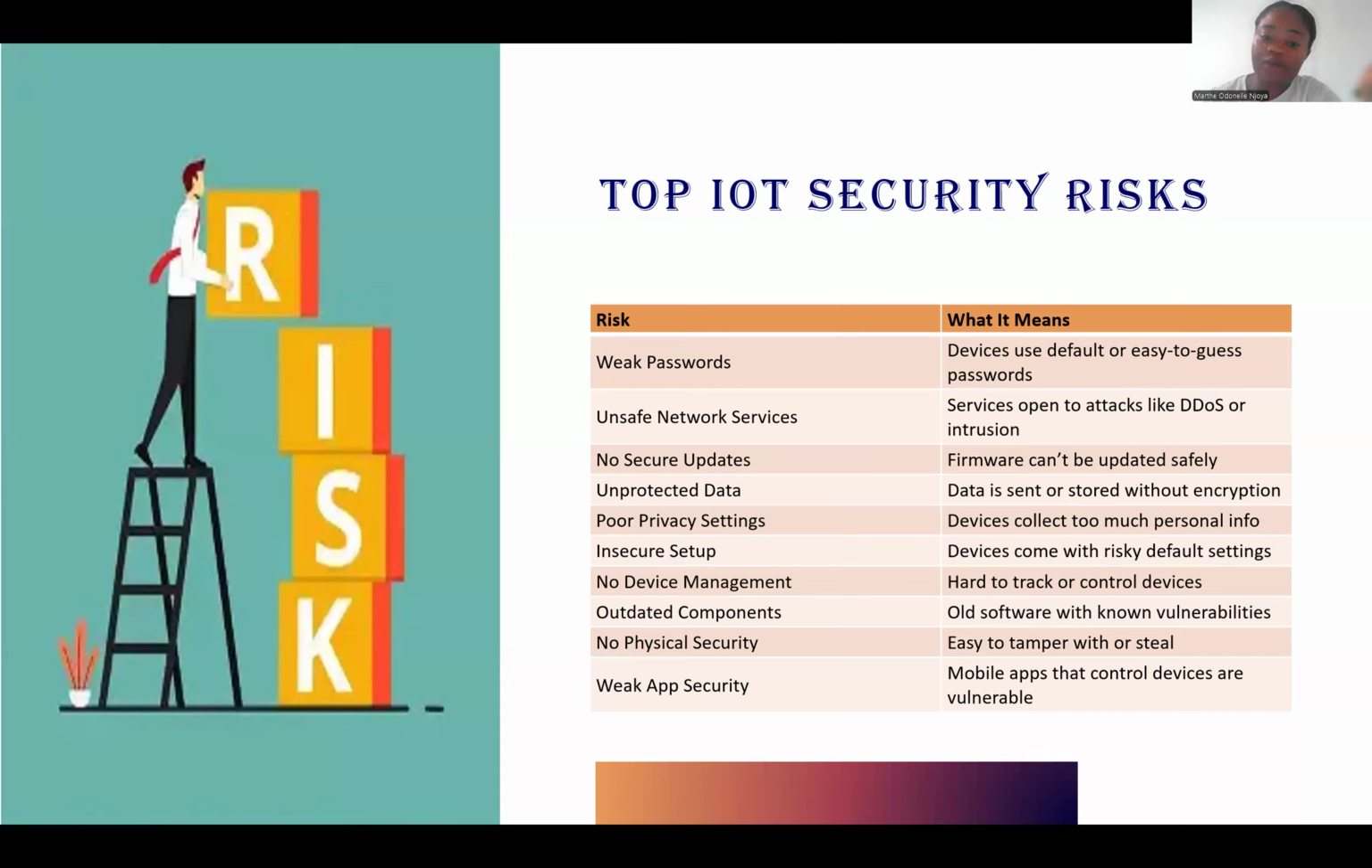Another one would be outdated components, which is like old software with known vulnerabilities. Another risk will be no physical security, which means the device is easy to tamper with or steal. Another one would be weak app security, which basically means mobile apps that control devices are vulnerable.